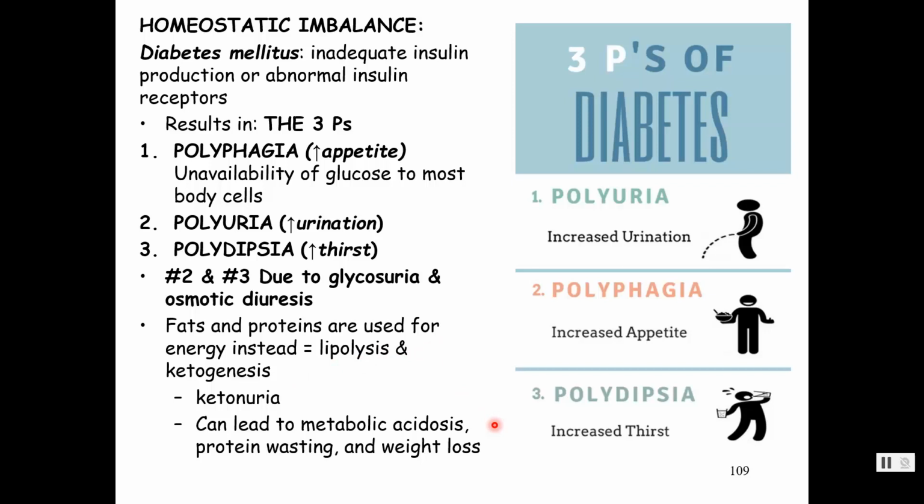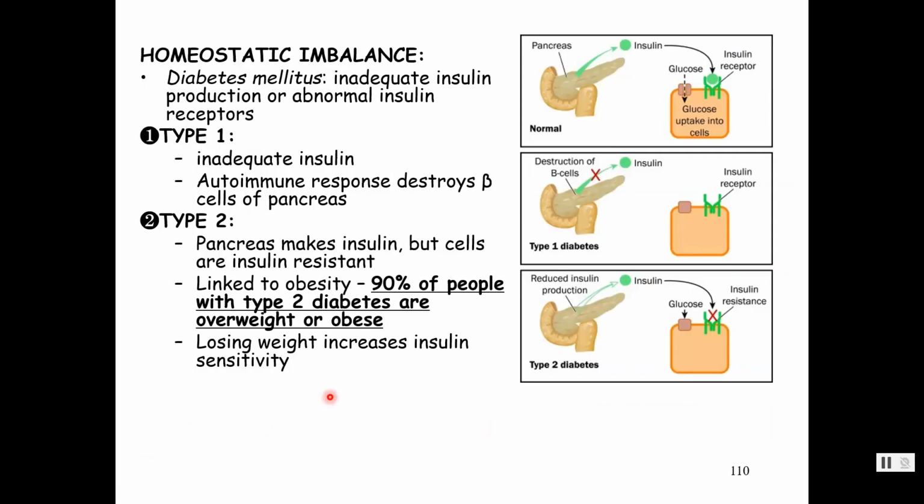Someone who has untreated diabetes can also lose weight, so protein wasting and weight loss. To be honest, type 2 diabetes comes on slowly. Type 1 can come on rather rapidly, and that usually is going to occur in someone under the age of 30. So type 1 diabetes, the difference between type 1 and type 2.